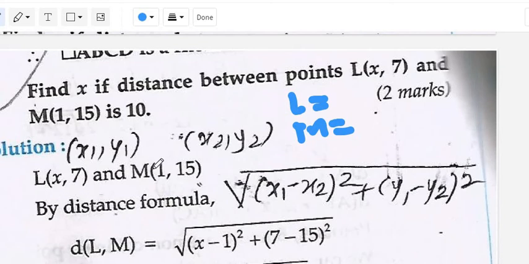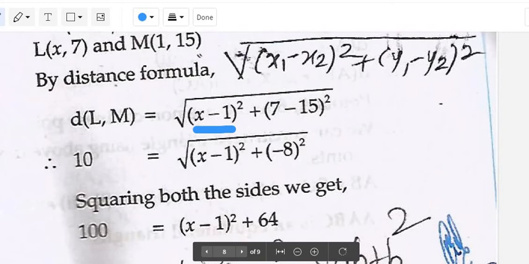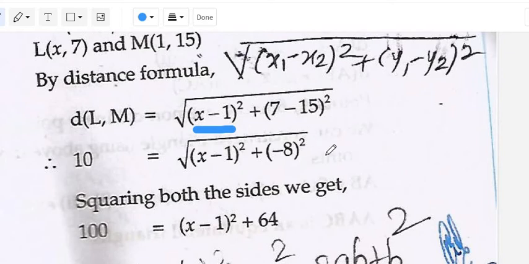(x minus 1)² plus (7 minus 15)² equals... Okay, now x minus 1, is it possible? No. This is (a minus b) to the whole square. What is the formula for (a minus b)²? a² minus 2ab plus b². Okay, now see here, 7 minus 15 is minus 8, to the whole square.